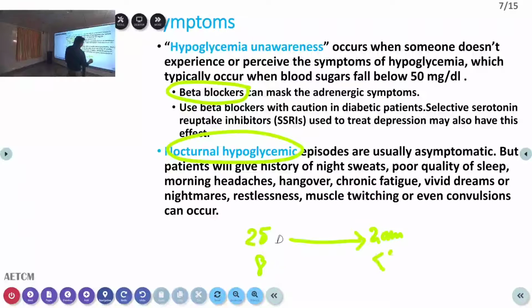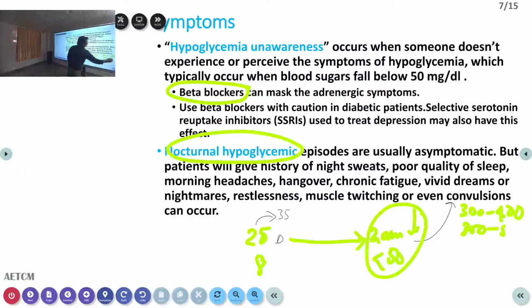Maybe blood sugar is less than 50. Then these counter-regulatory hormones start acting, like glucagon and growth hormone. Then sugar will surge in the morning, 300 or 400 will be the morning blood sugar. So if you don't understand this problem, you may increase the dose of insulin at night to 35, thinking that more insulin is required. So again, the problem will occur in the night. These sugars will be further high, 350, 450, like that.